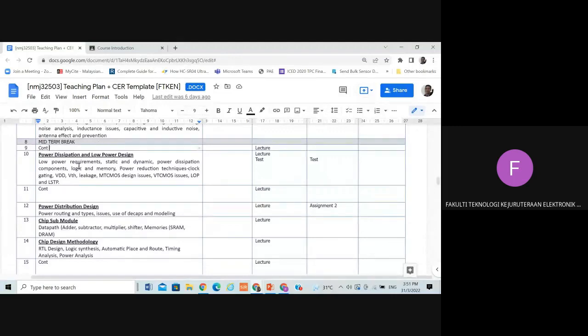We continue, and then after that, we will do discussion on power dissipation and low power design, as I mentioned to you just now. We have allocated 2 weeks as well. So it means that it is important, okay? Lots of calculation under this section, lots of calculation. But don't worry, the calculation is a standard one.